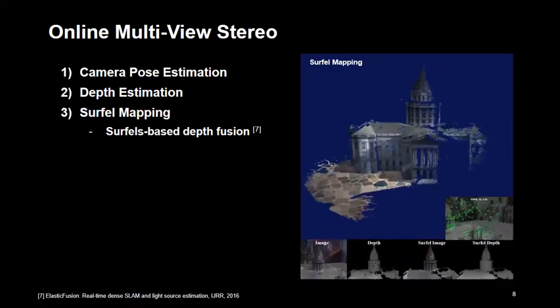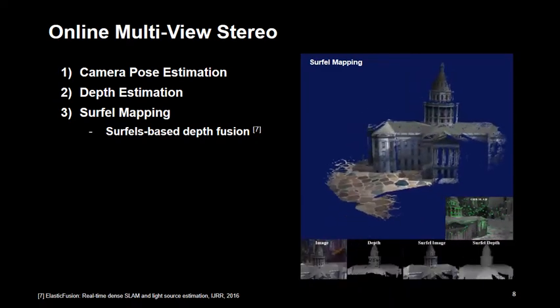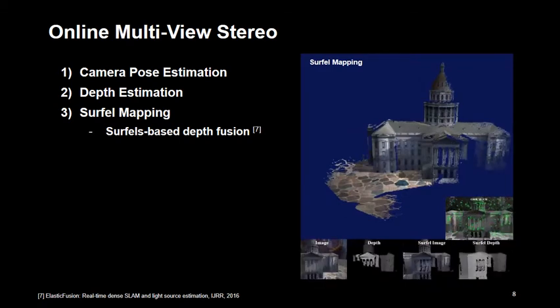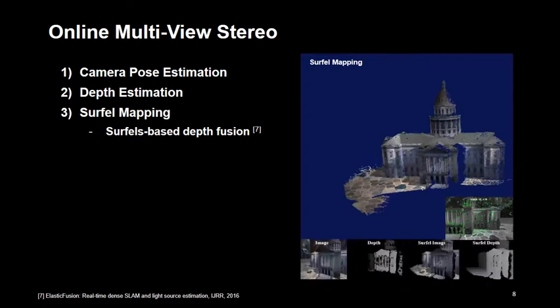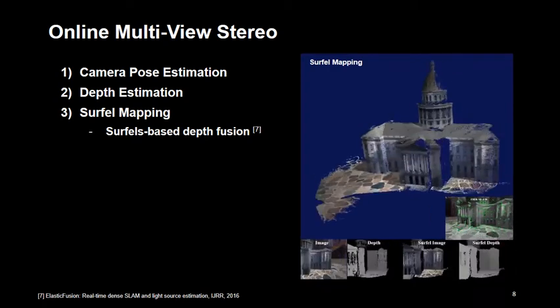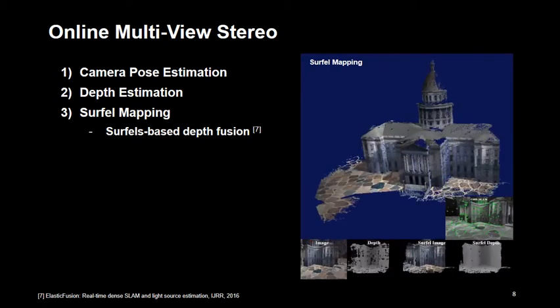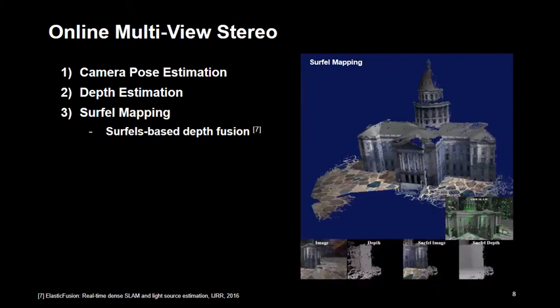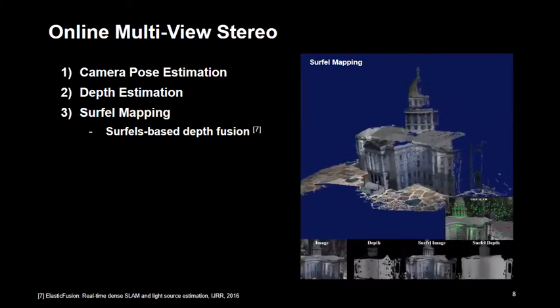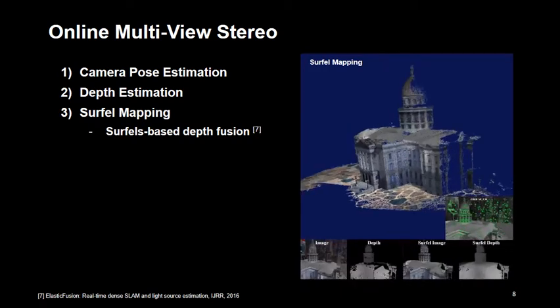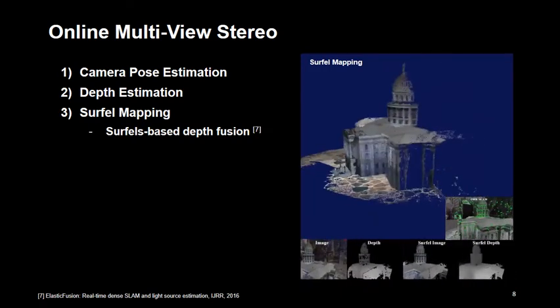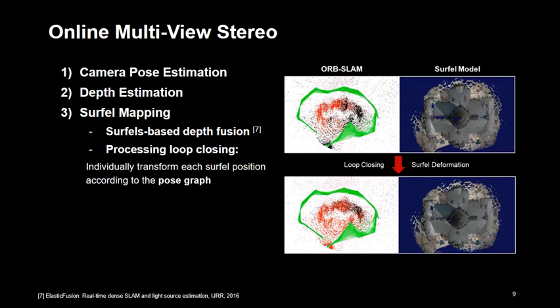We employ a surface-based mapping method. This video shows a demo of the surface mapping. The surface mapping method efficiently maintains the dense, detailed geometric information of the large-scale point cloud. As shown in this video, it receives a pair of color image and depth map as an input and constructs a surface model online. Our system also processes loop closing when the SLAM module performs loop closing.